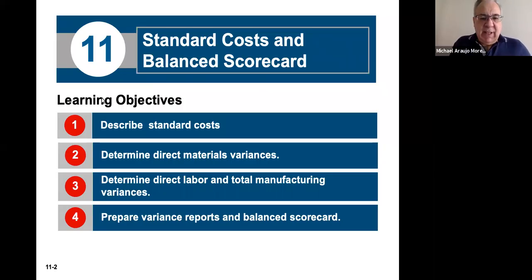So Chapter 11 deals with standard costs. That's going to be most of it. And then at the end of the chapter, it'll introduce you to something called a balanced scorecard. I think basically speaking, we're going to be doing the first two objectives today.